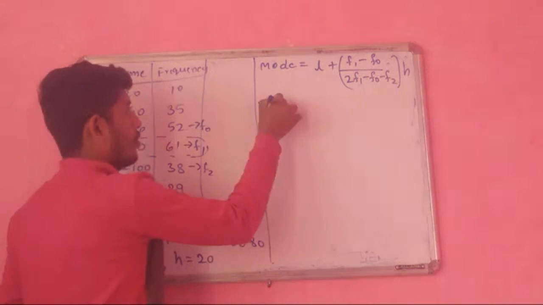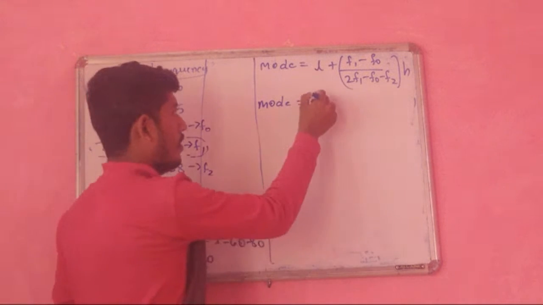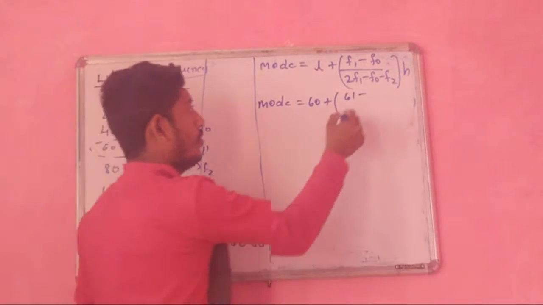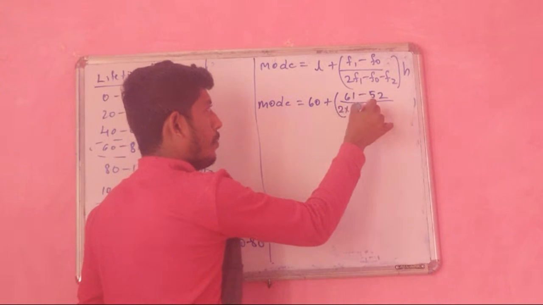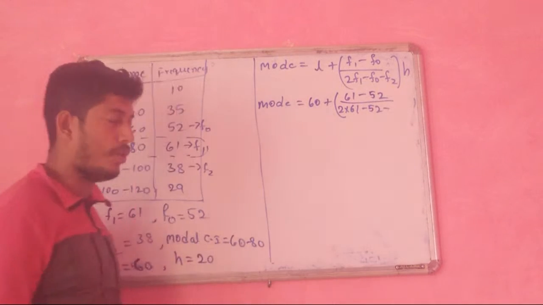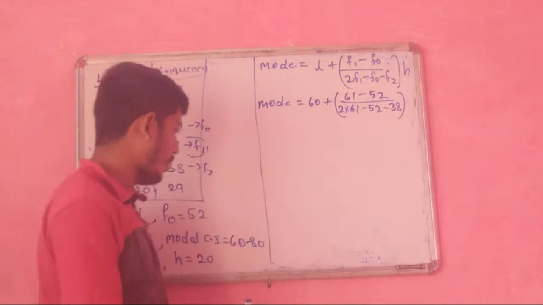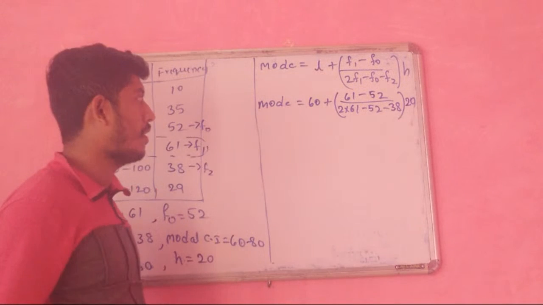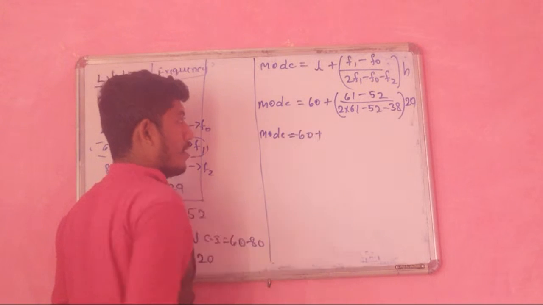So now I will substitute the values in this mode formula. That is, L value is 60 plus f1 value 61 minus f0 value 52, divided by 2 into f1 value 61 minus f0 value 52 minus f2 value 38, into H value. H value is 20. So mode equals 60, and I will keep this 60 as it is.